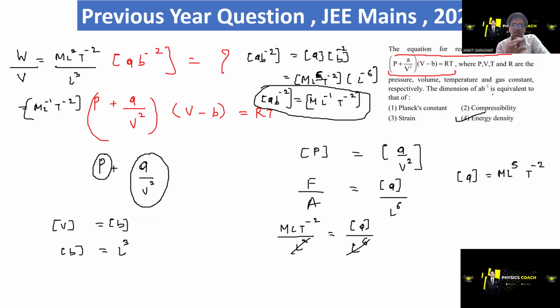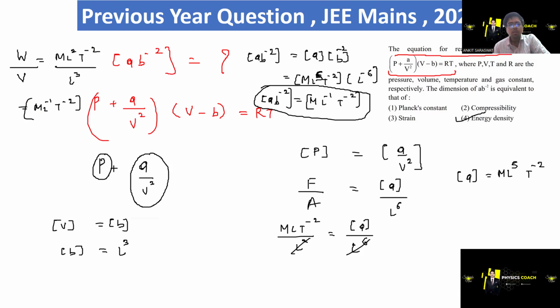Clear? You can check each option, but by looking at this dimension, you should think that it is almost similar to energy density. So the right option is option 4.